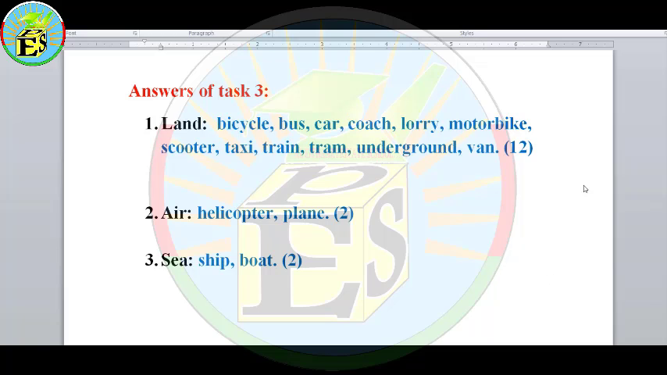So now I would like you to count the words that you have in the first group. So you have a total of 12 words. And then in the second group, 2 words, and in the last group, 2 words as well. So the total number of words is 16.